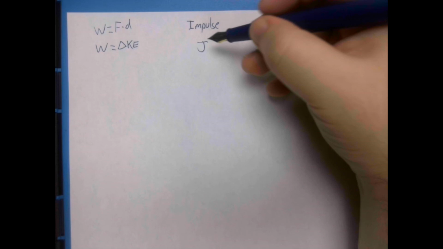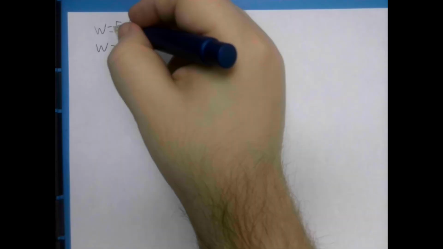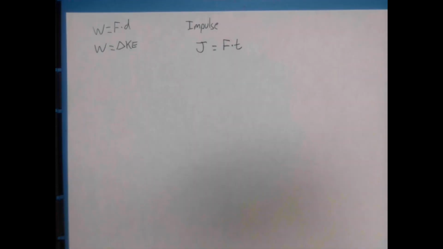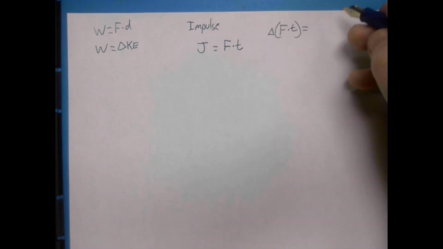Basically, it's a force over time. So we let the letter J represent impulse, and it's equal to force times time. Work is force times distance. Impulse is force times time.